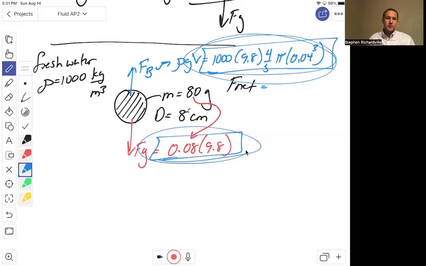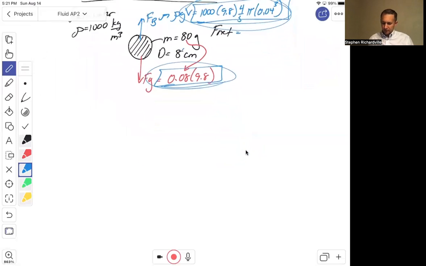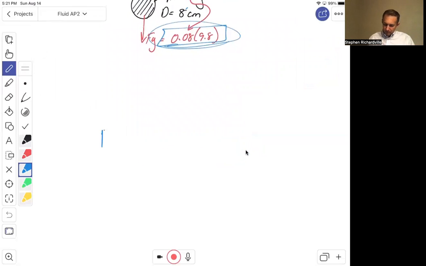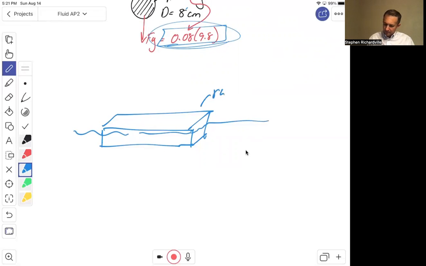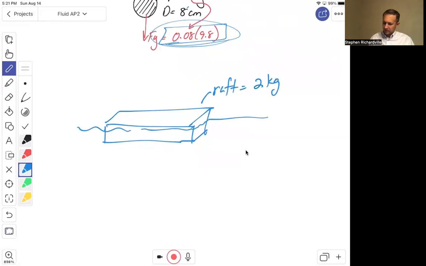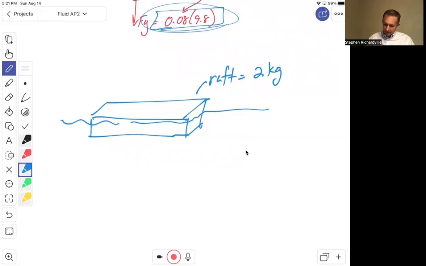That's how you could find buoyant force. And of course, that's how you could find weight. Cool. Okay, so let's take buoyancy a little bit further. You might have a problem where you've got a raft or a barge. So let's do this one together. My raft is going to have a mass of, let's say, 2 kilograms. Pretty heavy raft, I suppose. Most rafts are really, really light, right? And I'm going to put a child on there with a mass of, let's say, 40 kilograms.